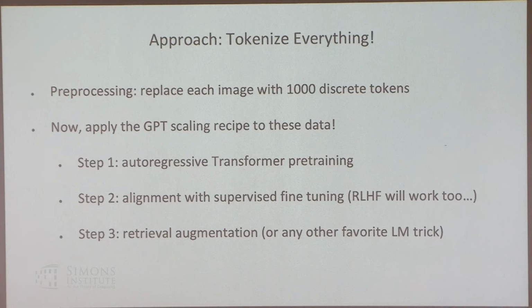Okay? And now, once I've converted all of my data, those original multimodal documents like I showed you, all to just sequences of discrete tokens, then I just apply the GPT recipes to it. And I get multimodal models. Okay? Say again? Raster order. Raster order. That's right. The image will be generated raster order.